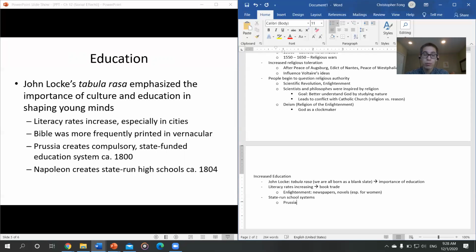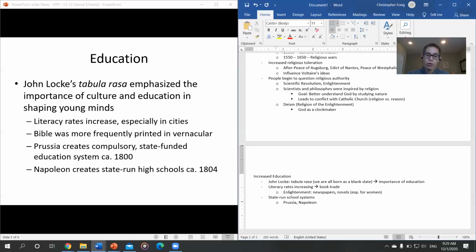Prussia creates one. You might remember the Fredericks. They create a state-run education system. And then Napoleon Bonaparte as well creates a state-run high school when he becomes emperor. Now, Napoleon had some ulterior motives here. His motive was actually to inspire French patriotism and French unity. And he does that through a state-run school system.